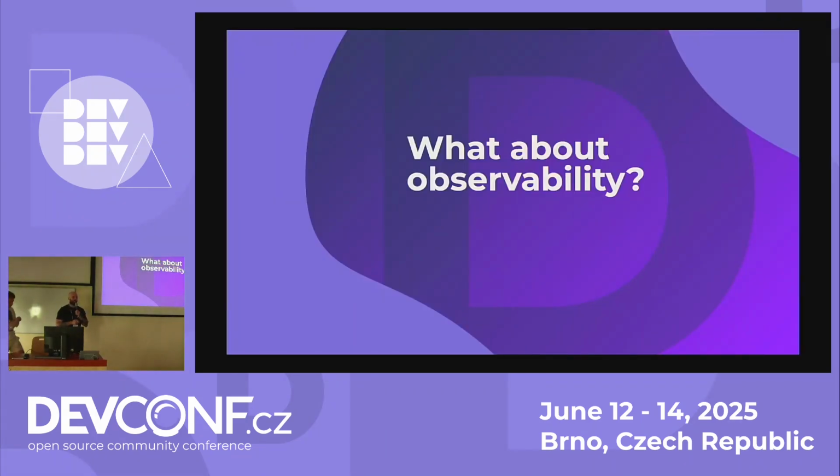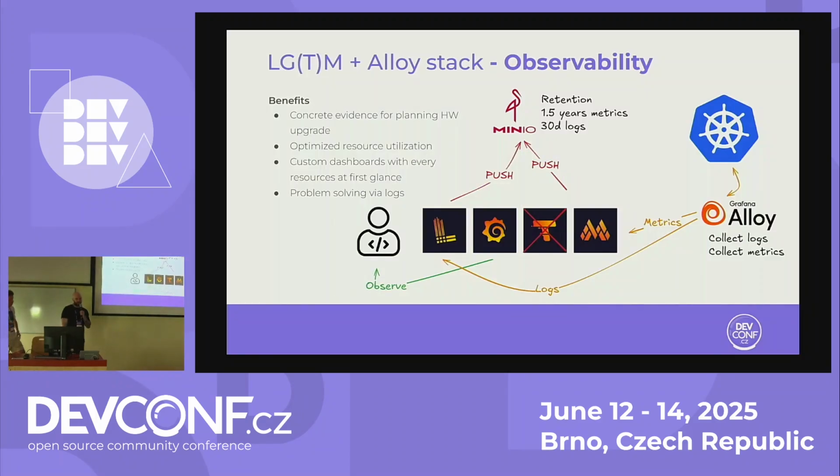And what about observability? We implemented it using LGTM plus Alloy, which is Loki, Grafana, Tempo, Mimir. We are not using Tempo because we don't need traces. And what are the benefits for us and for the researchers? So when we need to buy new hardware, we have concrete evidence when the resources are overutilized, so we know exactly when we need to buy new hardware. This actually happened a few times already.